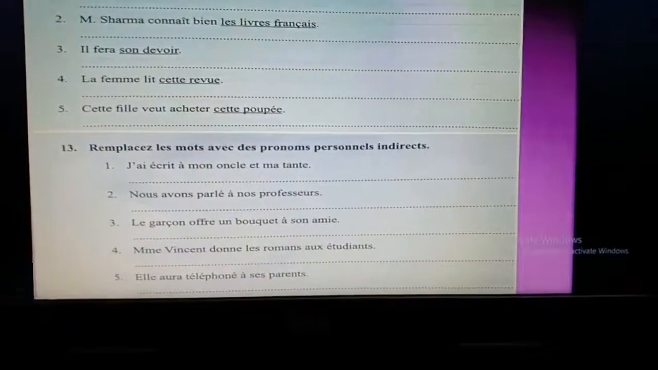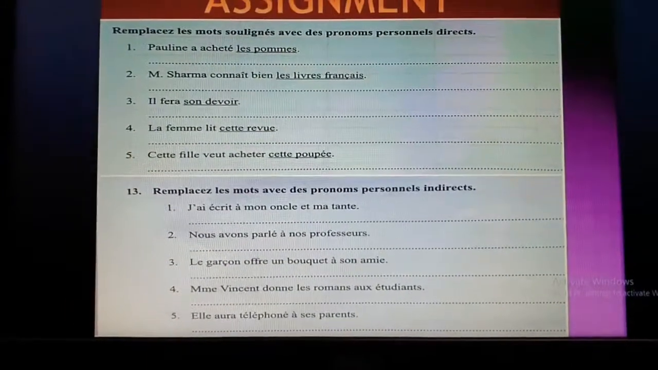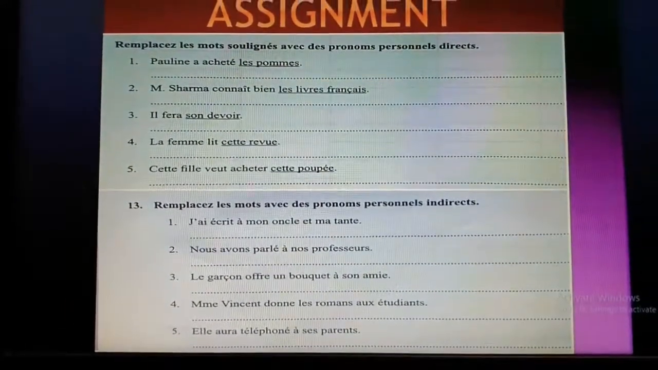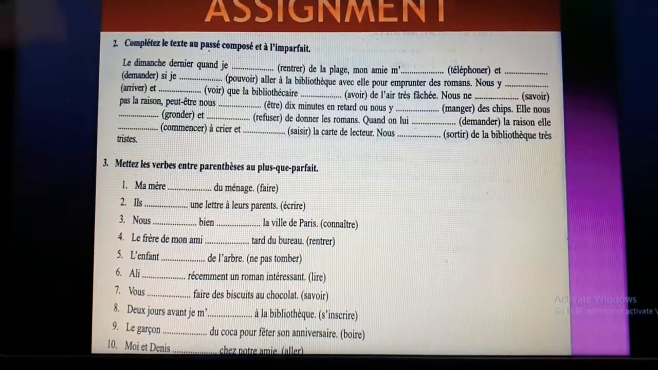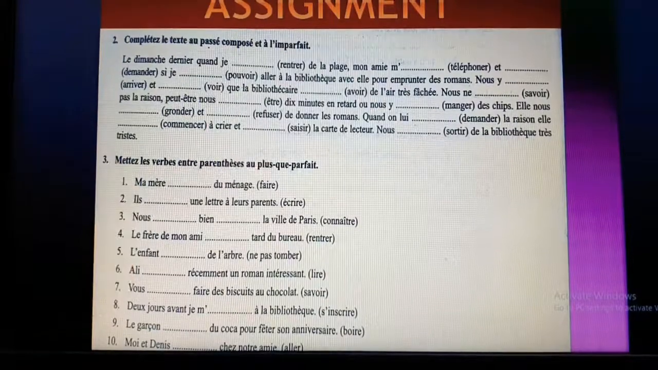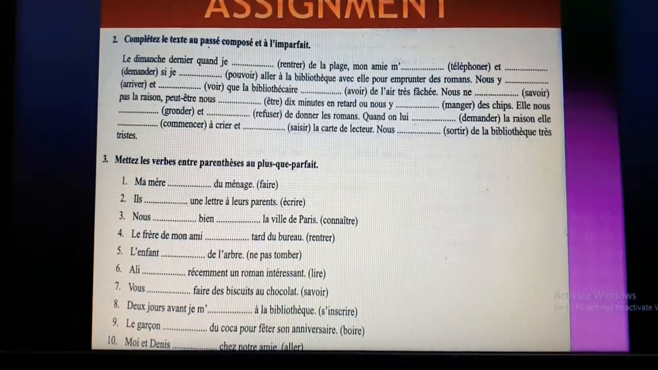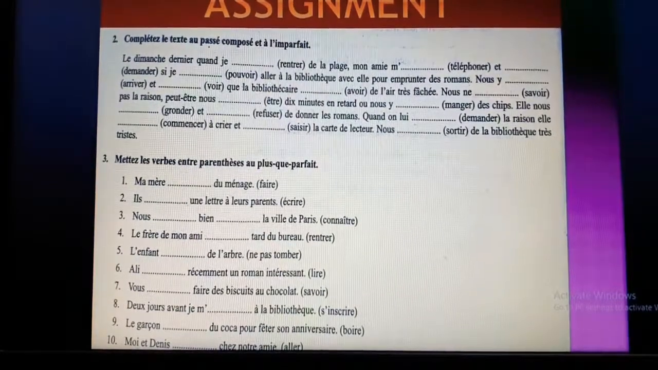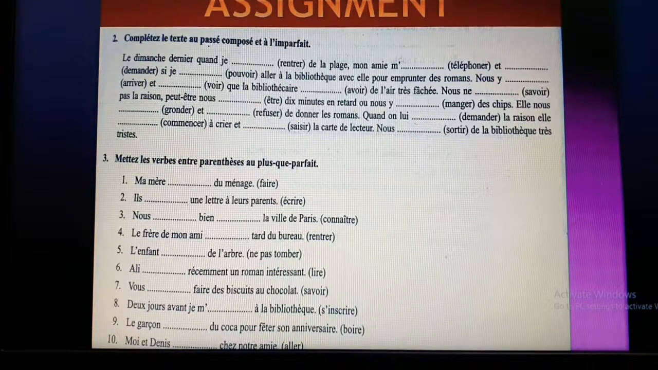Alright. Then we move to the next. Yesterday's assignment I have given you. Today I'll do only this one. And I hope you guys have understood about Plus que Parfait. For this answer I will be giving it to you tomorrow. Okay, so complete the blanks with passé composé and imparfait.